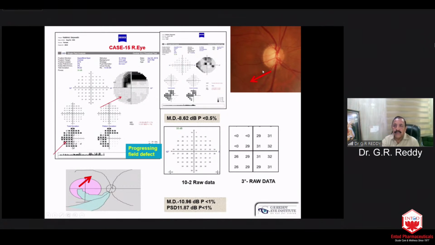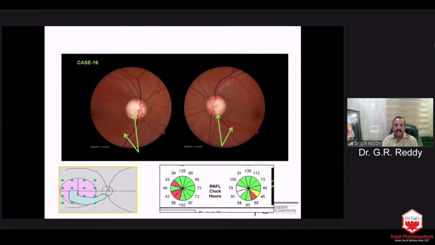So the most important thing is seeing the disc. Sometimes if the nerve fiber is not appreciated, we are likely to miss this. So this is the 16th case. You see this, the rim looking almost healthy, but there is a nerve fiber loss. This is the nerve fiber loss. In the OCT also you are seeing the nerve fiber loss here.